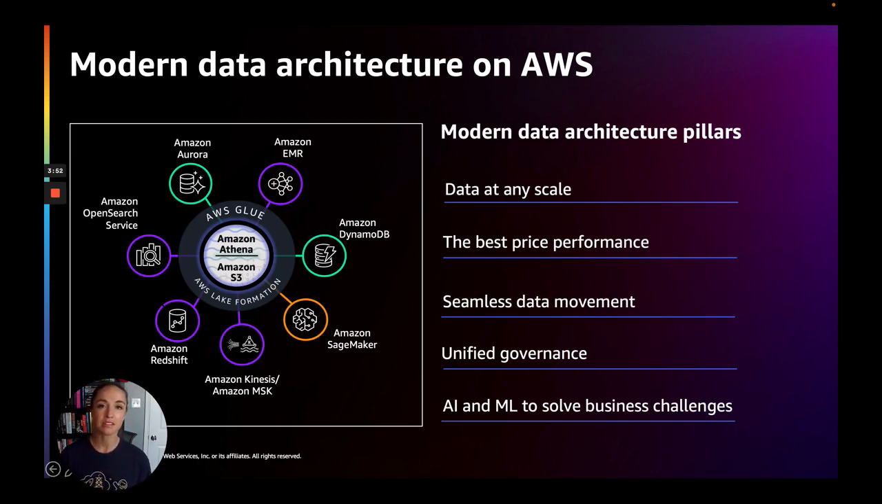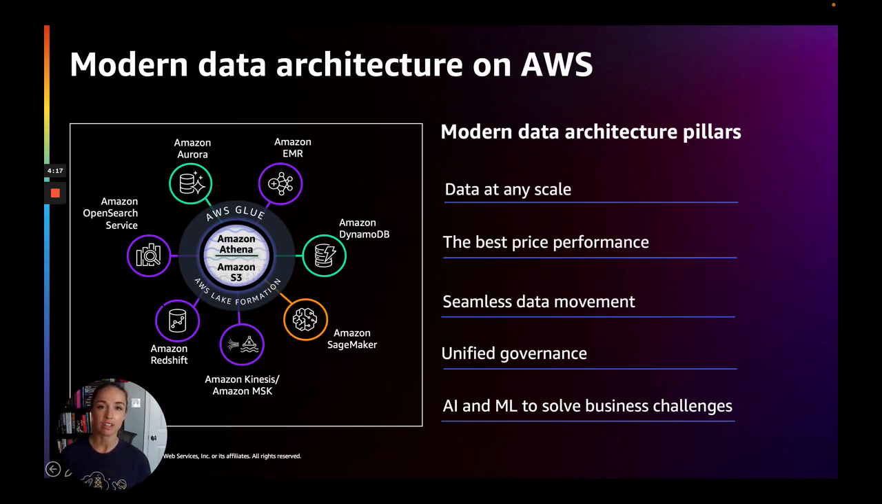The third pillar is seamless data movement. We can move data seamlessly between services by using AWS Glue, a serverless Spark-based data integration platform. And we can also leverage other AWS native services designed specifically for the ingestion and movement of different types of data. Number 4, unified data governance.